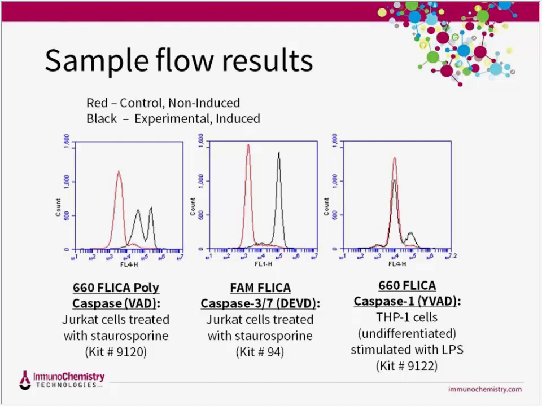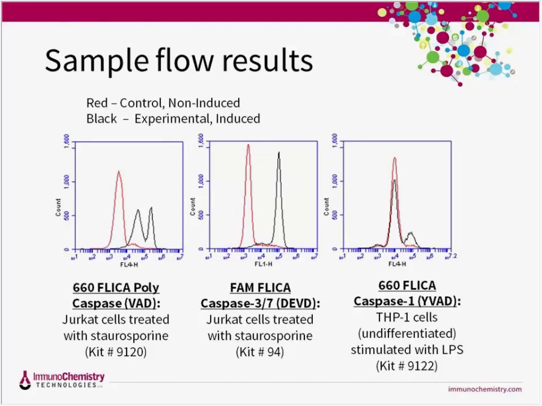The middle overlay histogram shows the results when staurosporin-treated Jurkat cells were labeled with ICT's green caspase 3,7 reagent, FAM-DEVD-FMK. These results again show a shift, but this time, instead of far red fluorescence along FL4, we see a shift in green fluorescence along FL1.